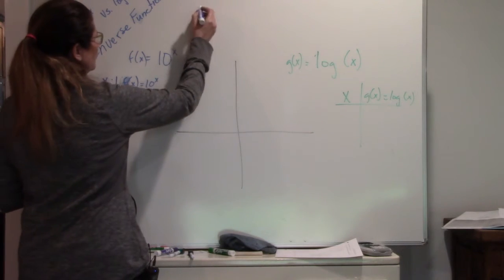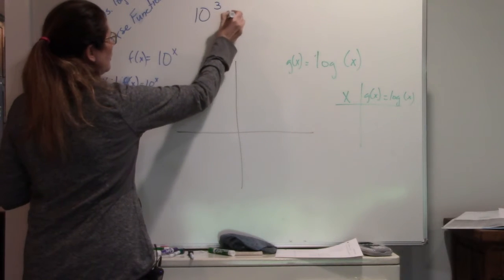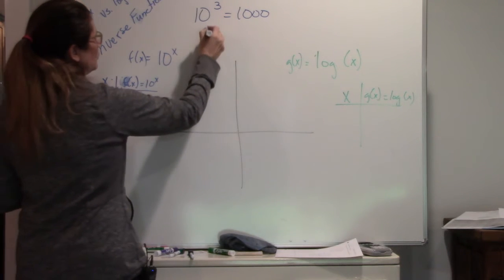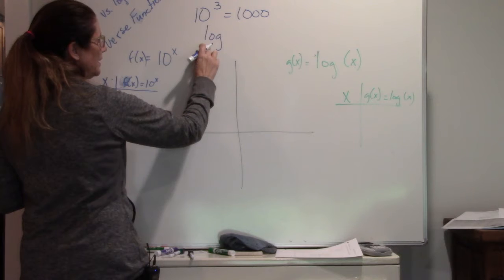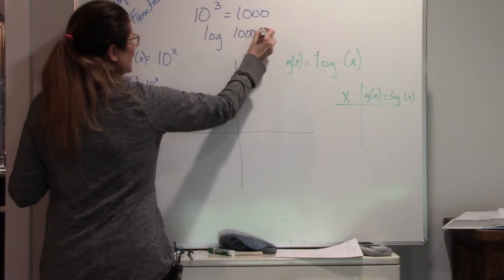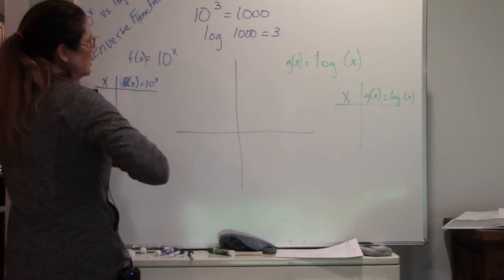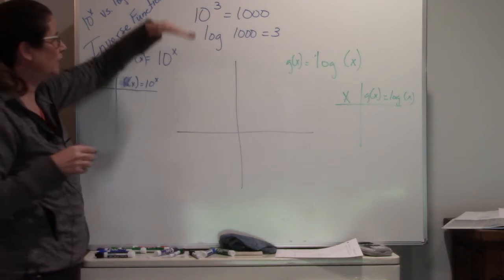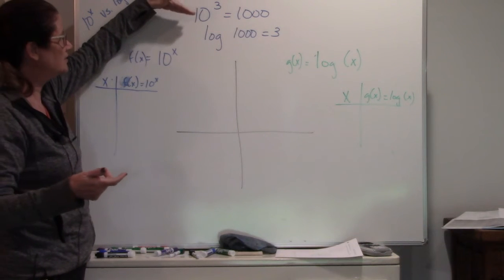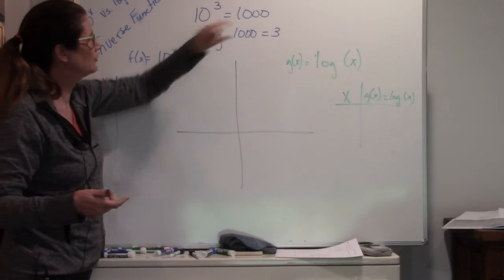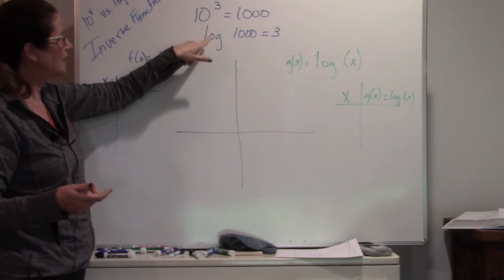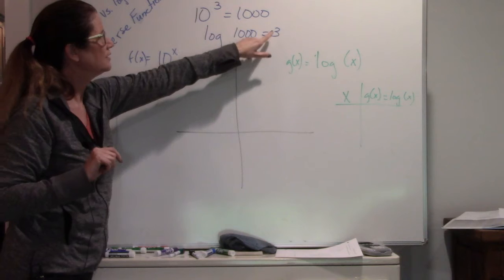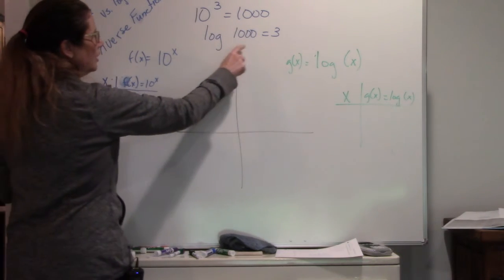If I wrote 10 raised to the third power gives me 1,000, and I wanted you to write this as a log, it would be the common log, base 10, of 1,000 equals 3. I'm using the exact same pieces of information, just writing it in two different ways. This is the way you're used to seeing it as an exponent: 10 raised to the third power gives you 1,000. Now this is saying the log, which is base 10, of 1,000 is the exponent 3. So remember, a log is an exponent.